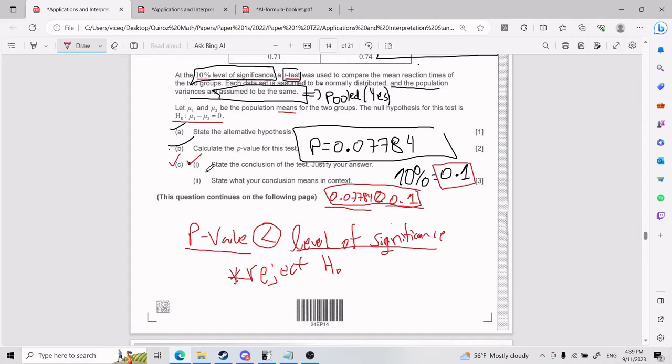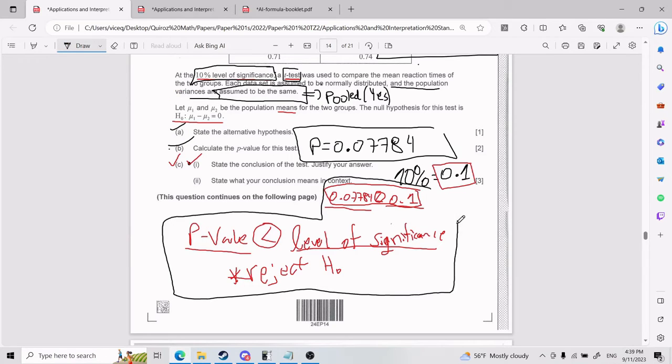So part C, part I, we reject H0 because the p-value is less than the level of significance. This right here that I'm going to put now in black is enough justification for the answer. You don't have to do more than that. Part C, part II, state what your conclusion means in this context. Well, let's think about it.